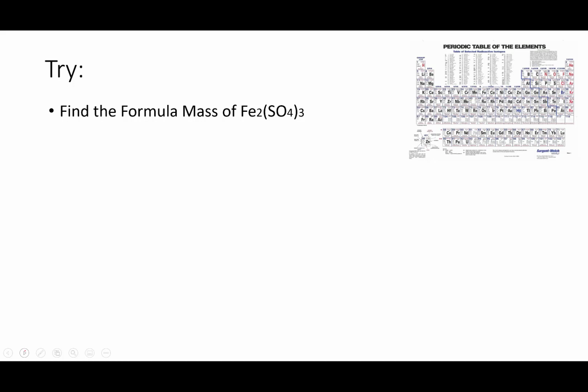Please find me the formula mass of, now can you name this? Let's take 30 seconds and name this. Fe2(SO4)3. Remember when we were naming compounds? This has got a metal in it. So is that going to be an ionic or a covalent compound? That's going to be ionic. So this is going to be iron.